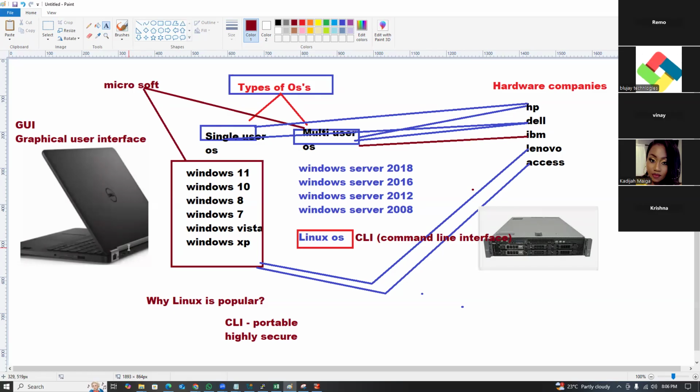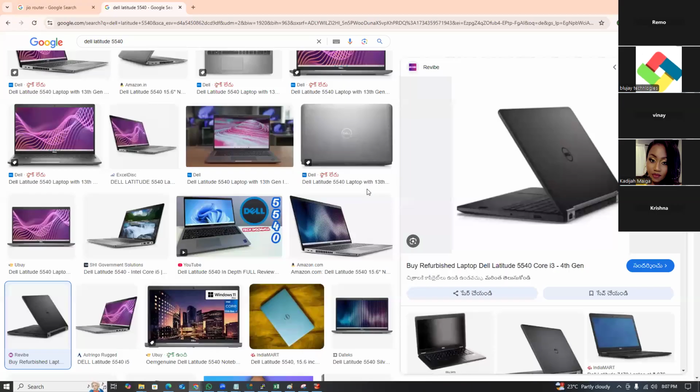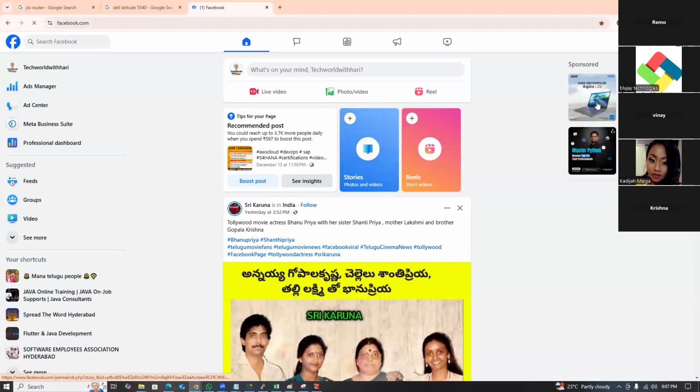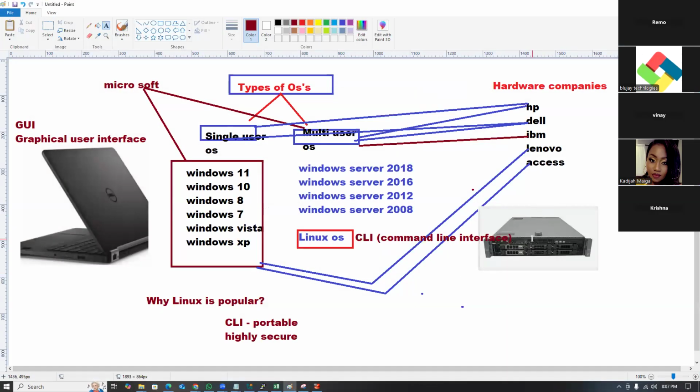So the virus will not attack, and it's highly secure, portable, and used by all the enterprises. For example, your Facebook, WhatsApp, right? For example, facebook.com. This Facebook website is deployed under Linux hardware. Nowadays, every application will be deployed under the Linux OS only. And Linux is open source.